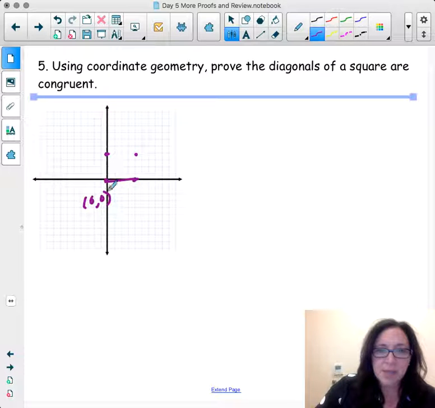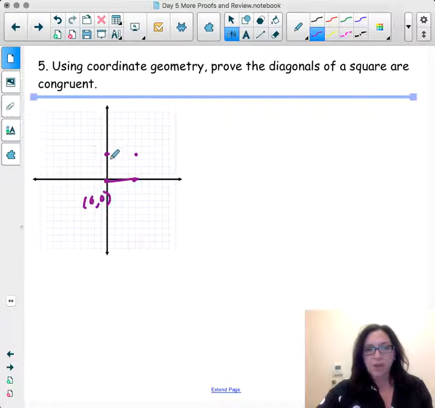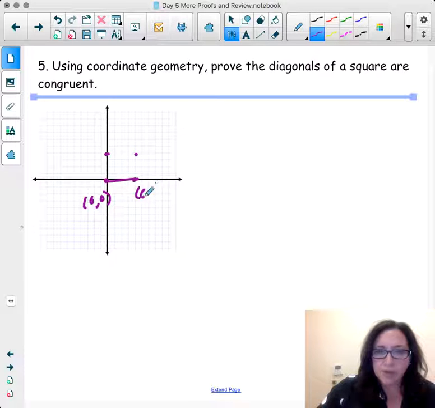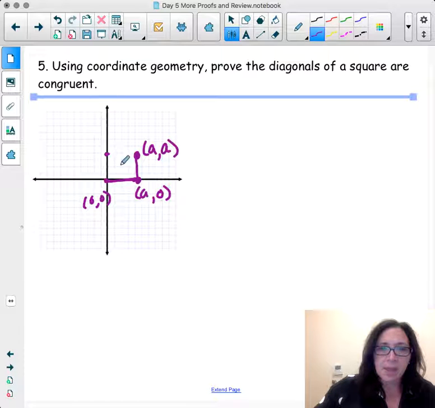So let's say, because a square has all 4 sides congruent, let's call this A, 0. So then we go over A. That means we have to go up A. So now that's going to be A, comma A. And this is going to be, we didn't move over, we just went straight up. So that'll be 0, A.